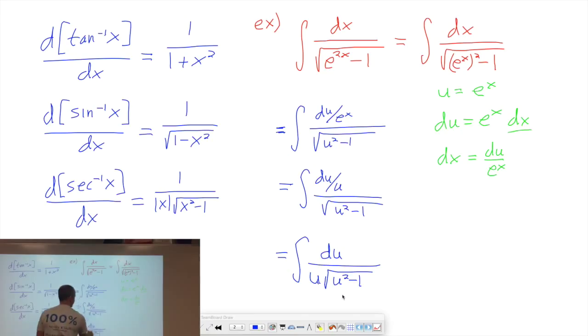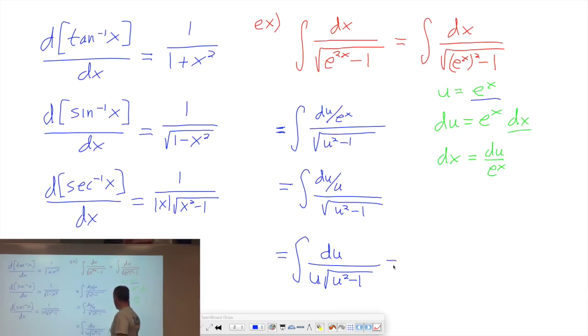Oh, this now looks very, very close to our inverse secant derivative. The only thing missing is the absolute value. Well, absolute value, distance from the origin, as an operator means make whatever's inside positive. U is equal to e to the x. E to the x is always positive. I don't have to worry about that.